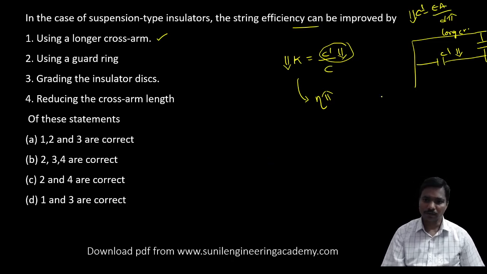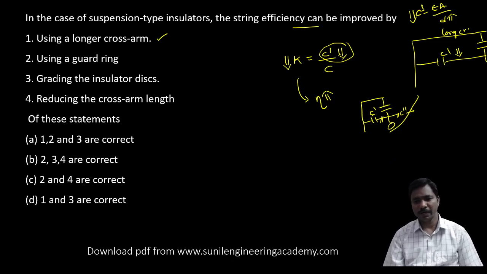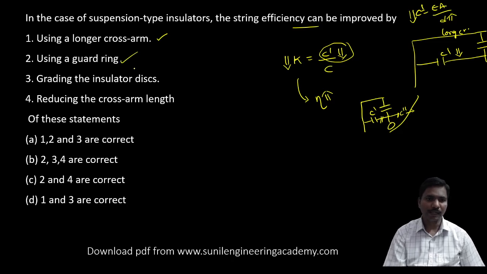Using a guard ring, so we can go with a guard ring also. Guard ring is like this. If you have mutual capacitance C dash, a counter capacitance is formed here. Okay, this counter capacitance is formed here. This will be cancelled out, so we can reduce the C dash. If we reduce the C dash, K will reduce, efficiency will improve. So it is a practical method.